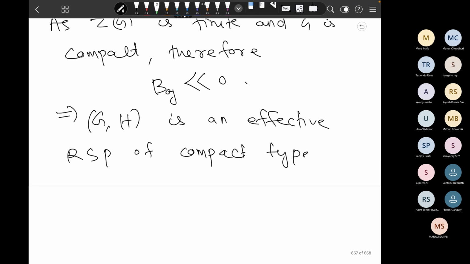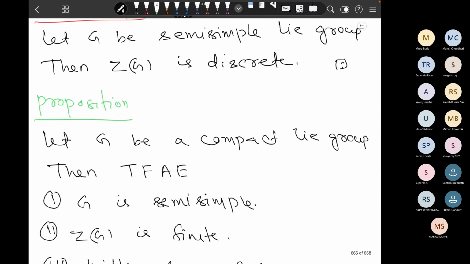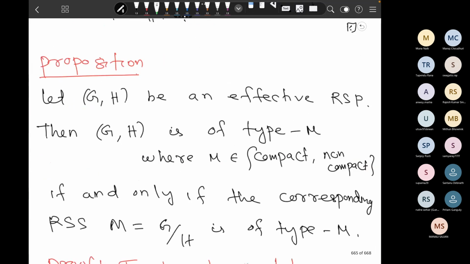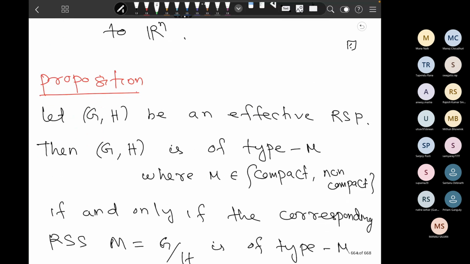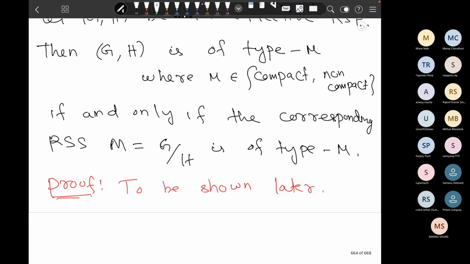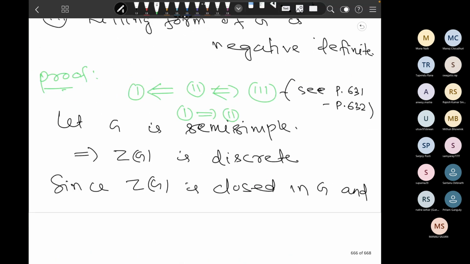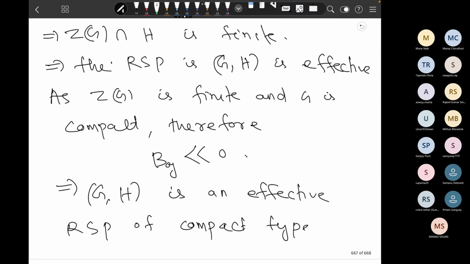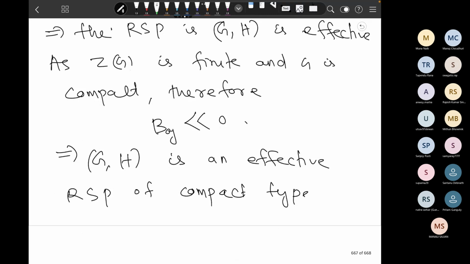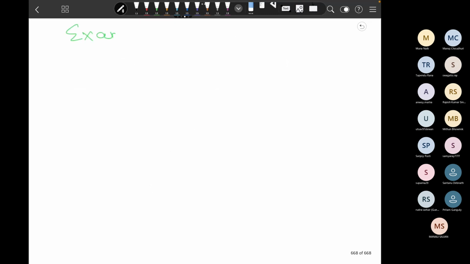Okay, so this is the Riemannian symmetric pair of compact type. And what about the Riemannian symmetric space? I have told you that proposition: if the Riemannian symmetric pair is of compact type, then the symmetric space is also of compact type. You can use that. And the RSS G mod H is compact.